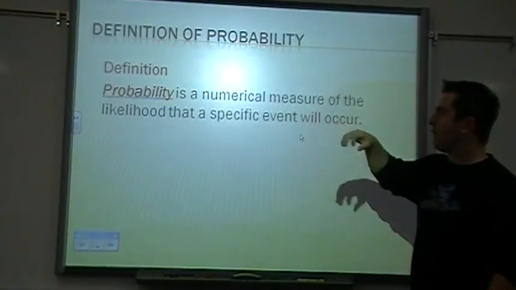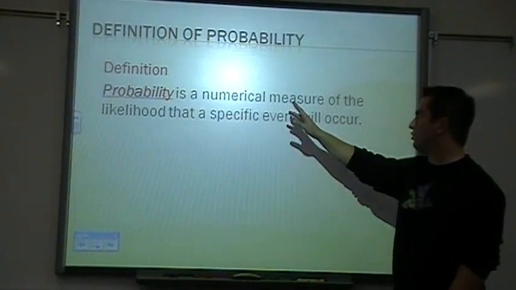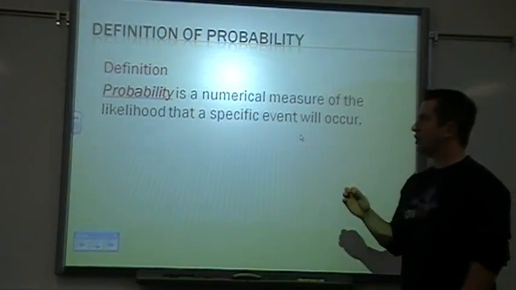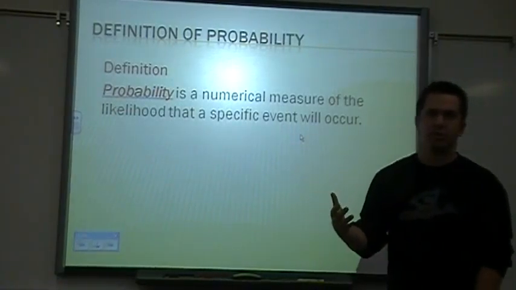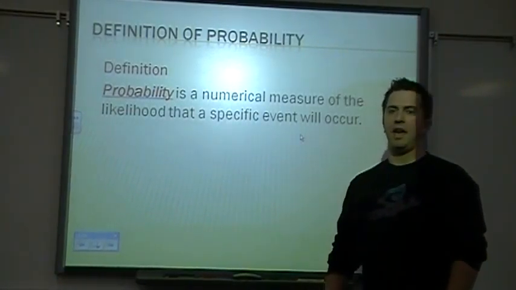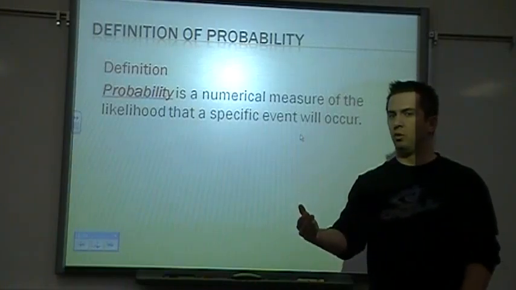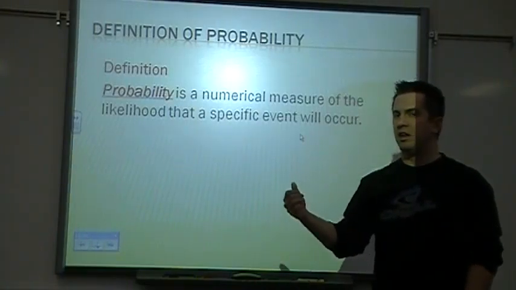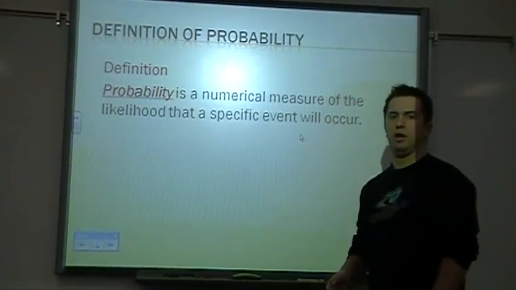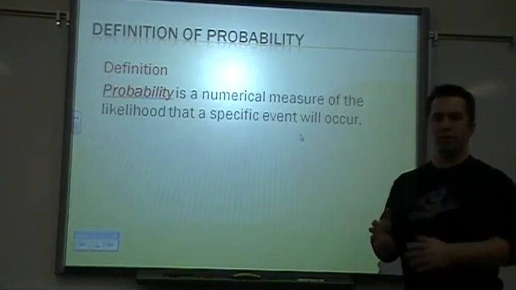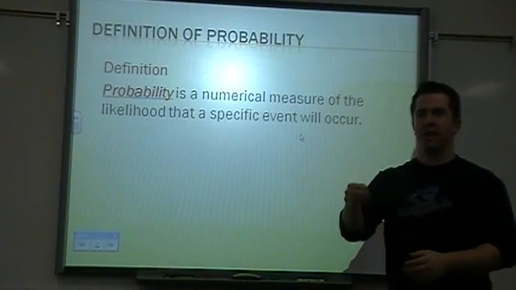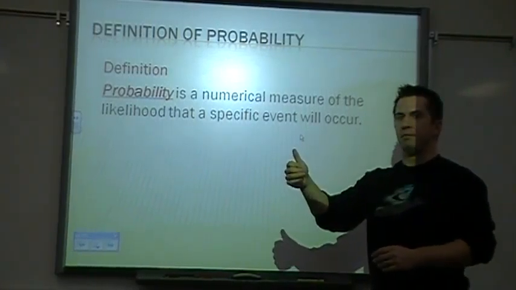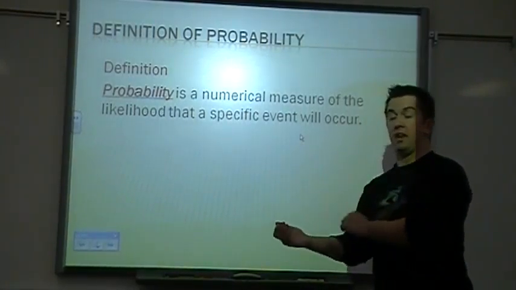Alright, definition of probability. Probability is a numerical measure of the likelihood of something happening, a specific event happening. The probability of flipping a head when you flip a coin. There's one chance of getting a head out of two total. Mine went blank there, but you got a head and you got a tail. So you flip the coin, chance of getting a head is 1 out of 2.